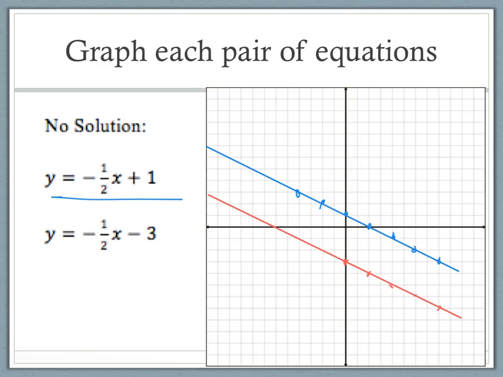Now, if we notice, these lines will never intersect. Those are actually parallel lines, and if we look at our slopes, our slopes are the same. So they're parallel lines, so they'll never cross. So this actually is a no solution. Okay, let's look at the next example.